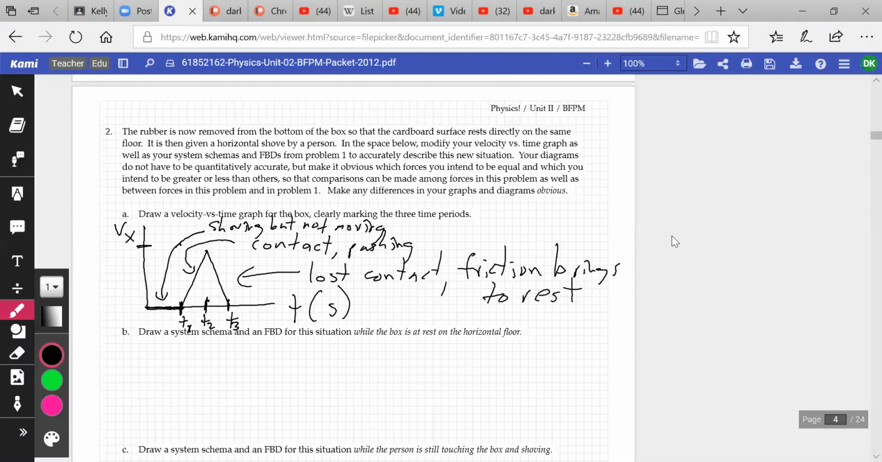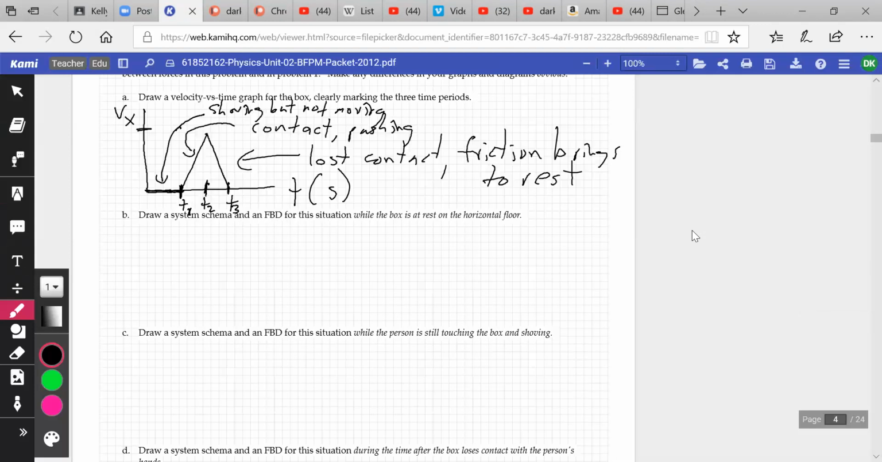So the 3 time intervals: we are shoving, not moving, T1 to T2. I'm in contact, but my pushing force is greater than friction, which allows me to accelerate it, increase its speed from 0 to whatever. Then I lose contact and friction brings it to rest, from T2 to T3. Okay.